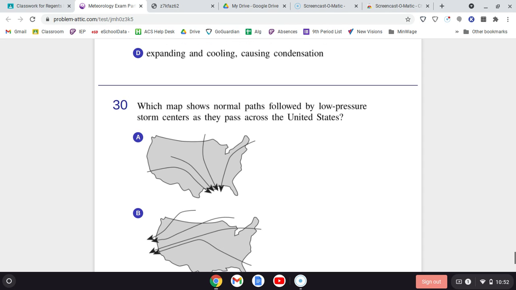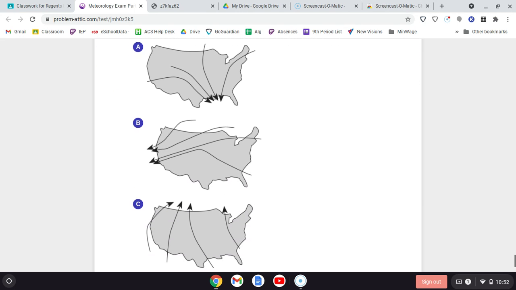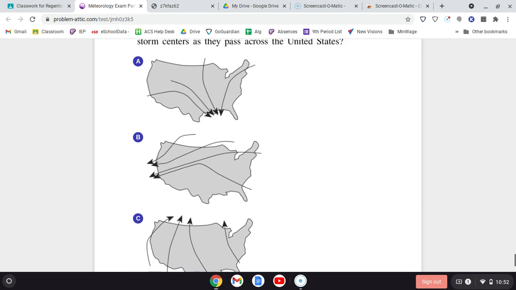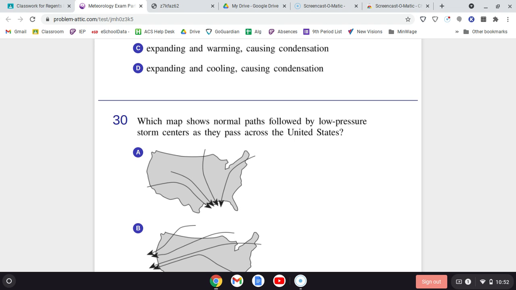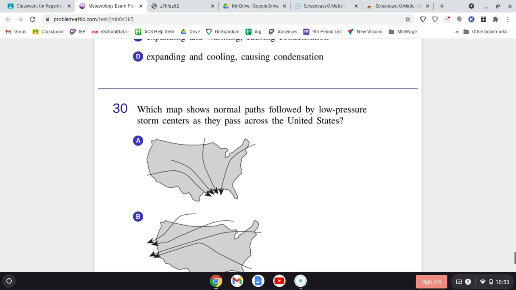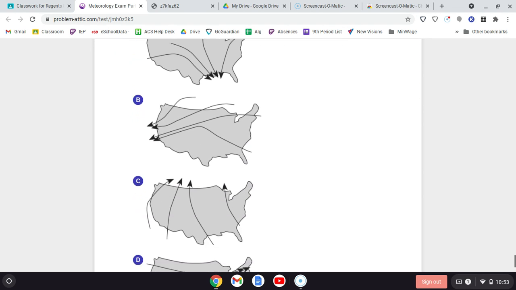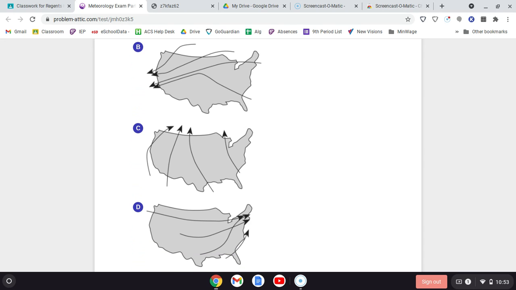Number 30. Which map shows normal paths followed by low pressure storm centers as they pass across the United States? So we have to think. We can get rid of A. Let's get rid of B. So it's either C or D. He always says our weather moves this way across the United States.